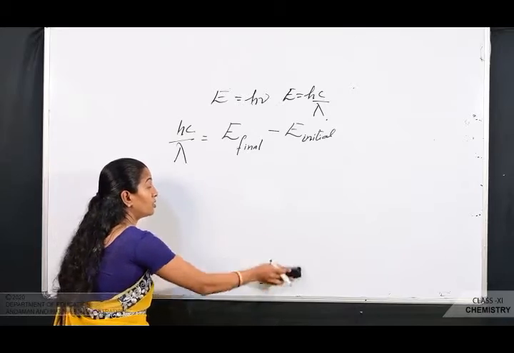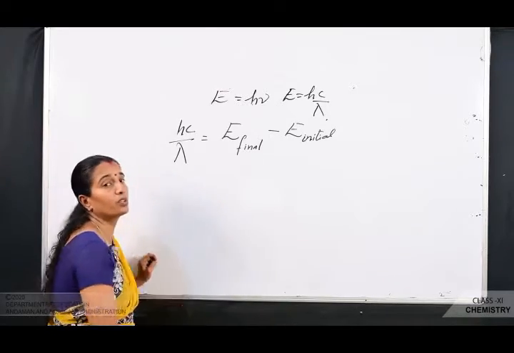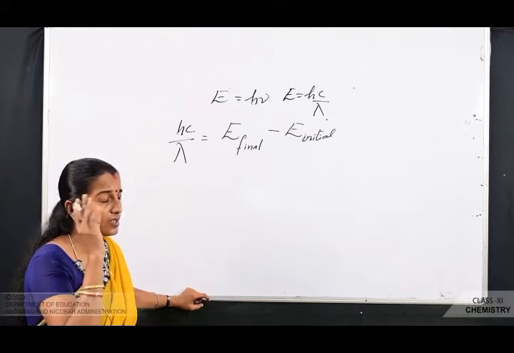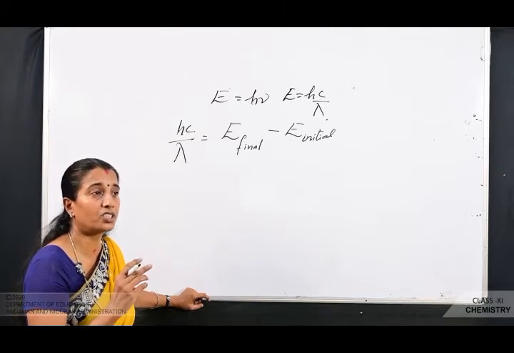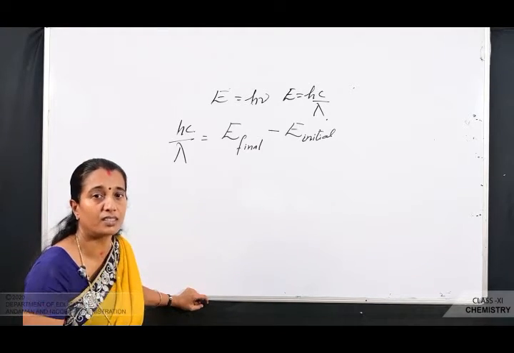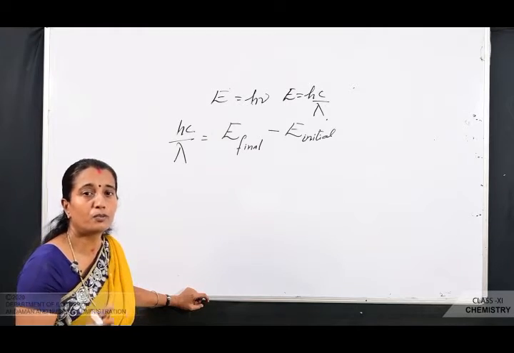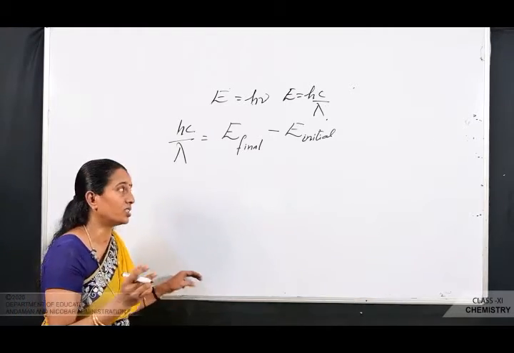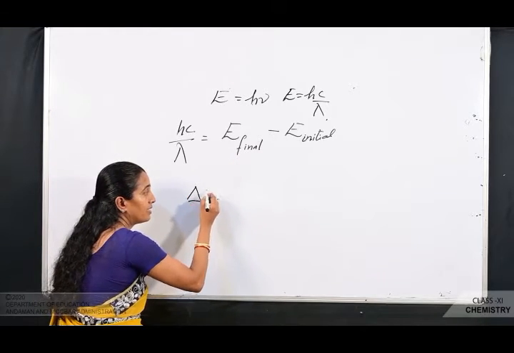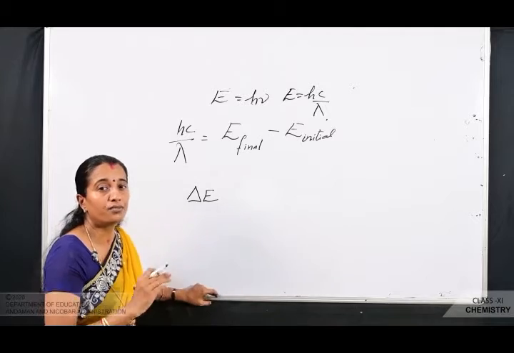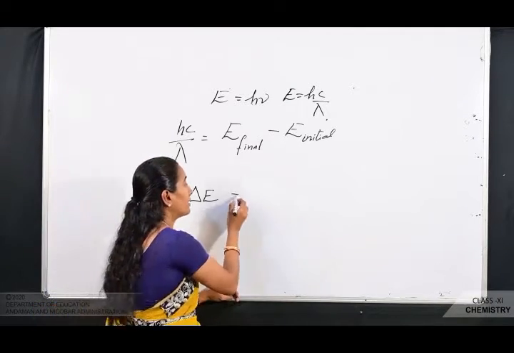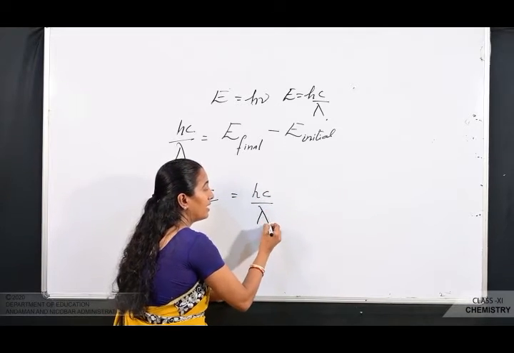Now, one more thing: with the help of the third postulate, Bohr has explained the emission spectrum. In the previous class you have seen what the emission spectrum is. There you saw only a few visible lines, and most of the region was dark. So, how does it happen? The third postulate tells that the difference of energy, E final minus E initial, can be given as delta E, and the difference in energy can be given by the expression for wavelength, that is hc by lambda.